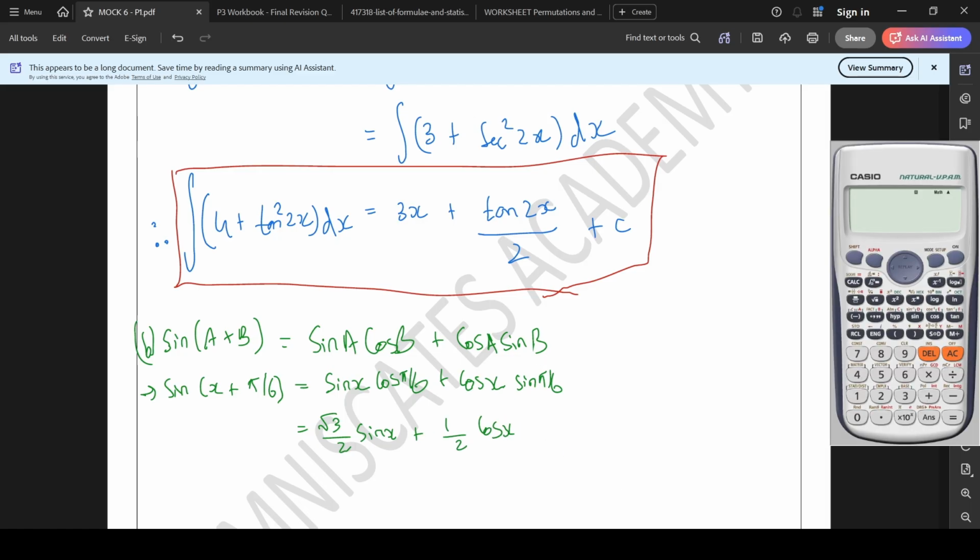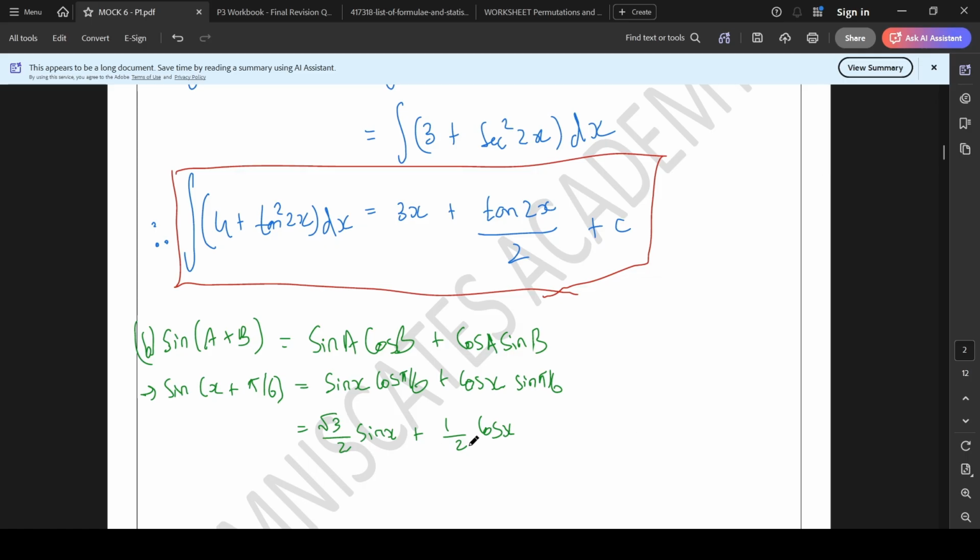You can check this and confirm using your calci. Cos of pi by 6 should be root 3 by 2. And if I convert this cos into sine, it becomes 1 by 2. So yeah, it makes sense.